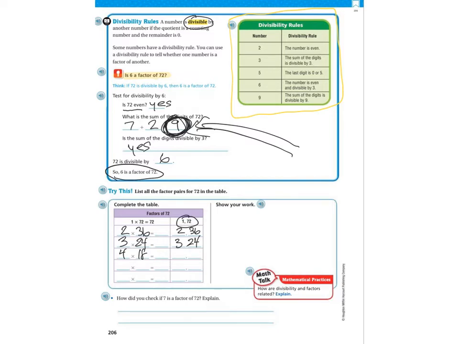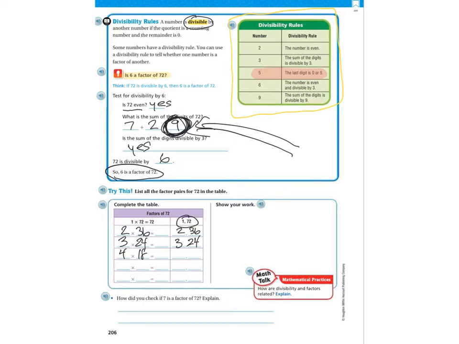All right, so let's look at the number 5, and I'm going to highlight up here in my table number 5. The last digit is 0 or 5. So if you have a number, whatever number that may be, so long as it has a 0 or 5 in it, it's divisible by 5. But unfortunately for us, 72 does not have a 0 or 5, so 5 is not a factor.